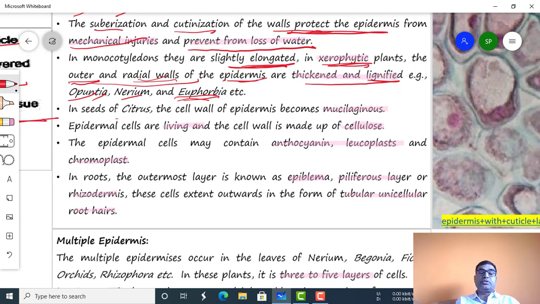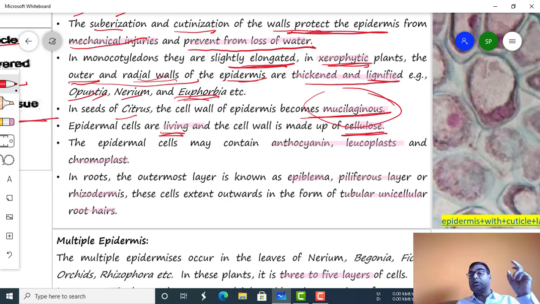In seeds of citrus, the cell wall of the epidermis becomes mucilaginous in nature. So the mucilaginous layer shows somewhat slippery movement. Epidermal cells are living, and the cell wall is made up of cellulose. Here it is clear that the epidermal cells show a primary cell wall, and if a primary cell wall is present, then it is made up of cellulose and the cells are living.